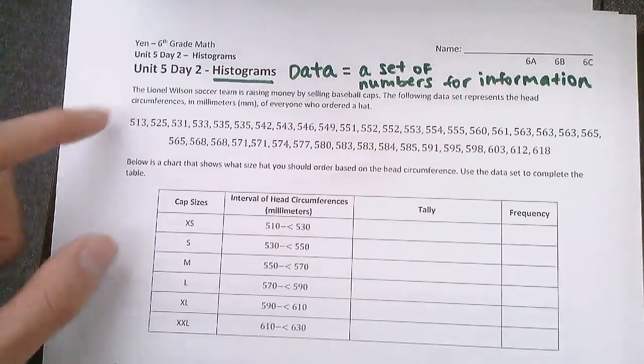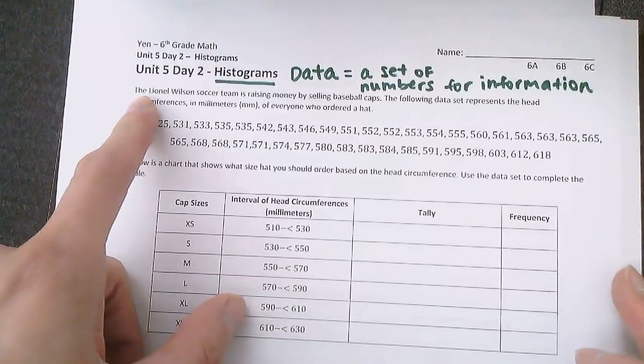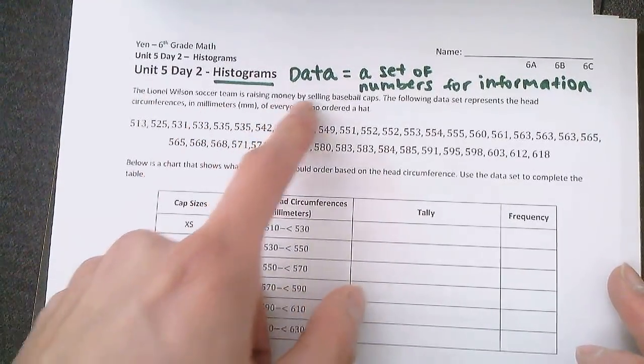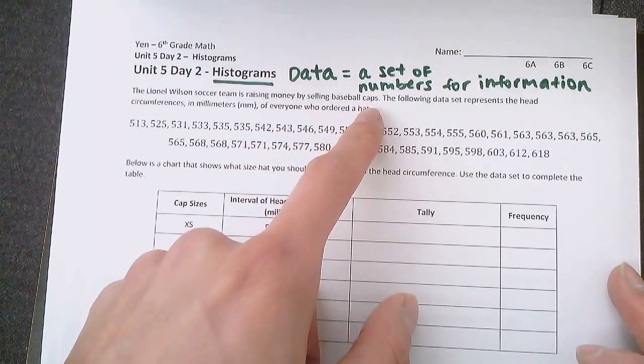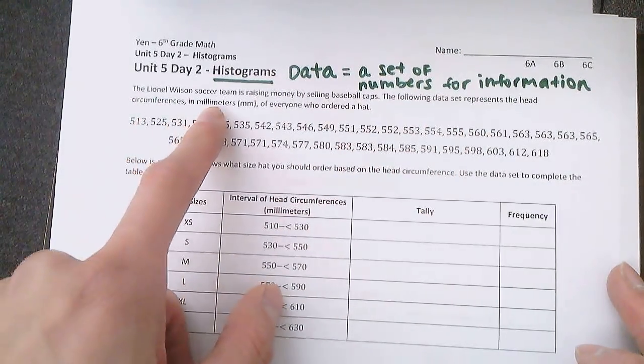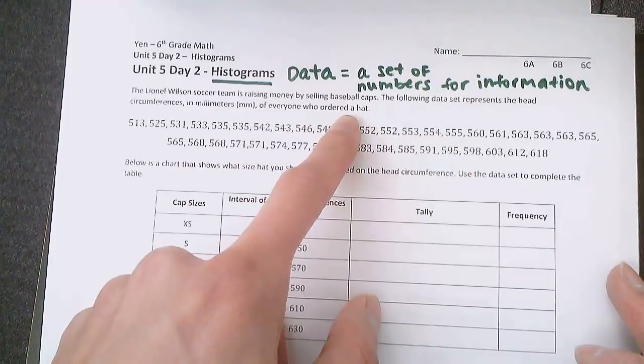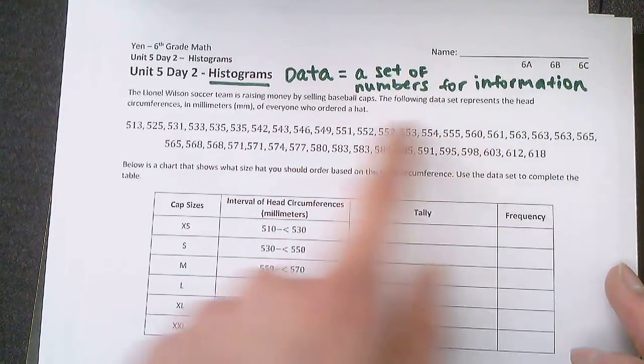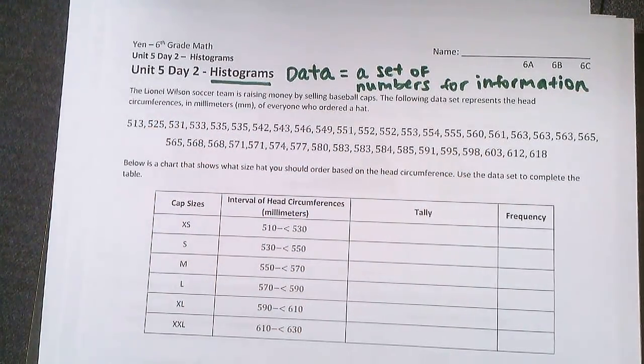Let's read this problem here. The Lionel Wilson soccer team is raising money by selling baseball caps. The following data set represents the head circumferences in millimeters of everyone who ordered a hat. Their circumference around your head means the distance all the way around your head. So the larger the head circumference you have, the larger the head you have.